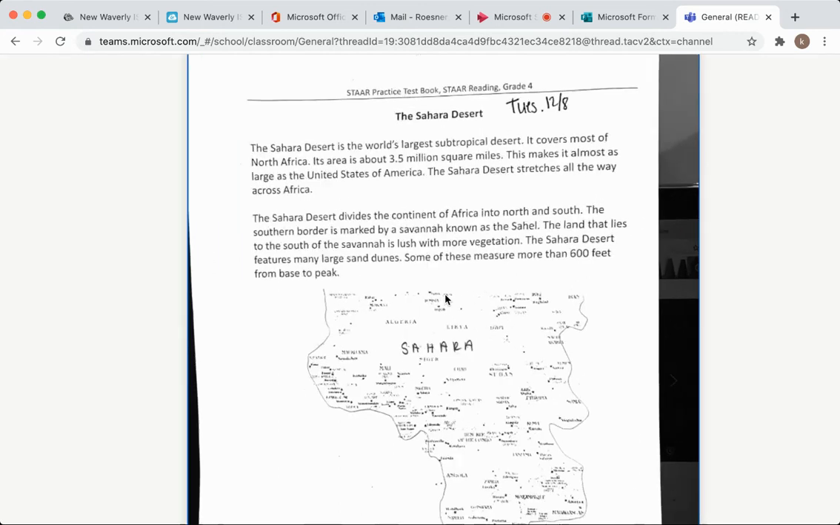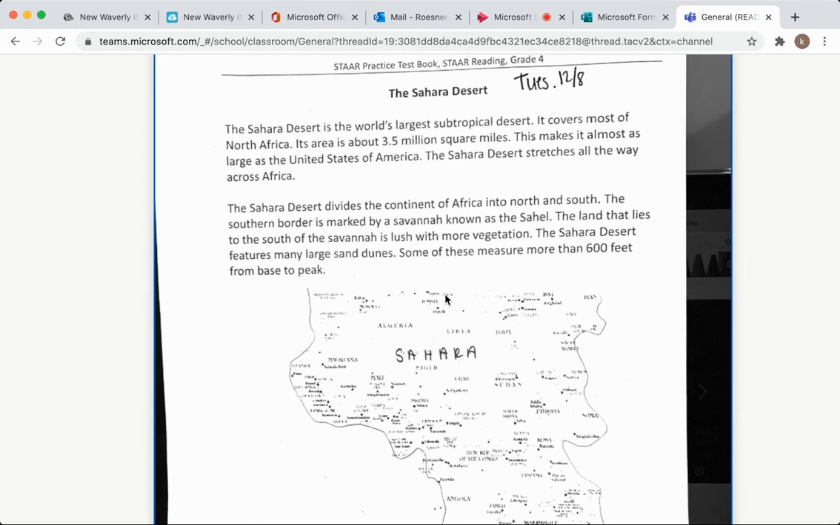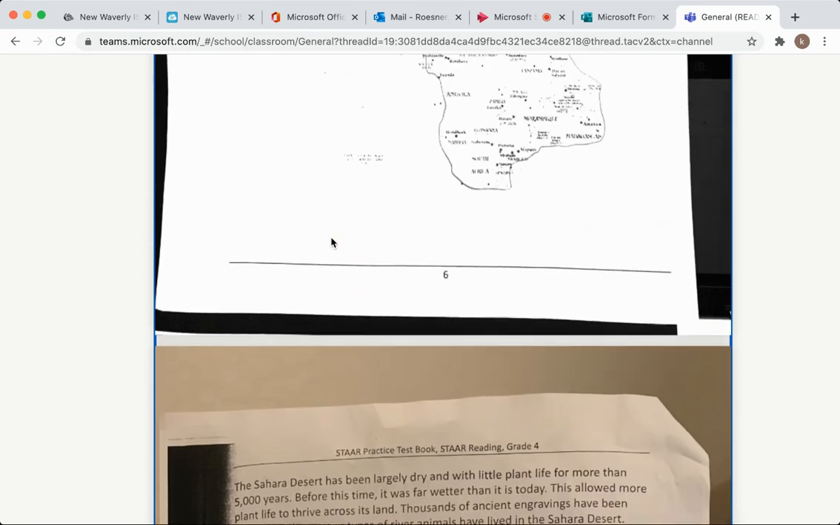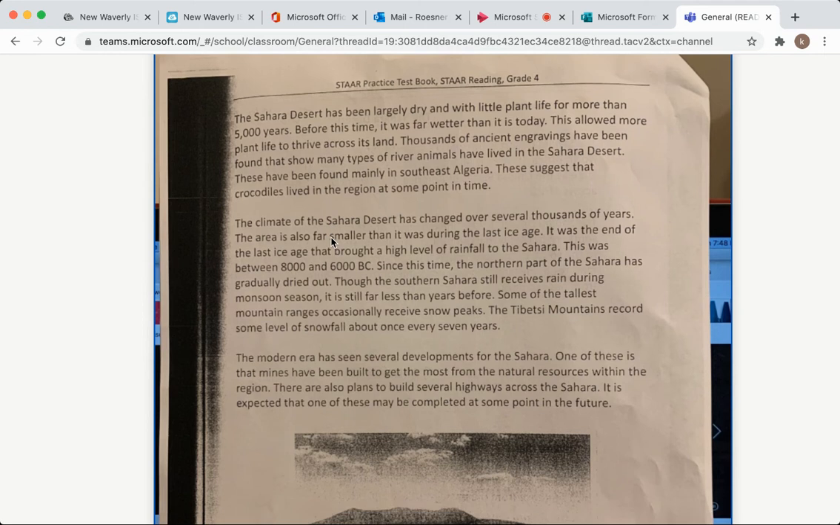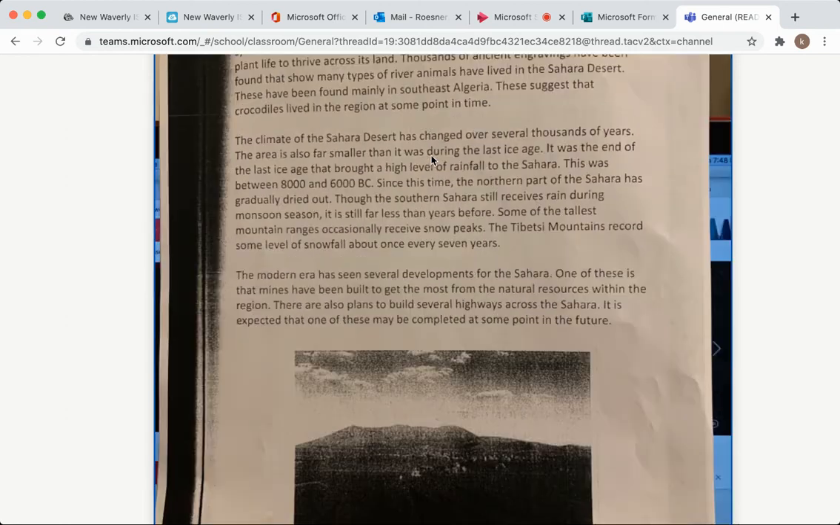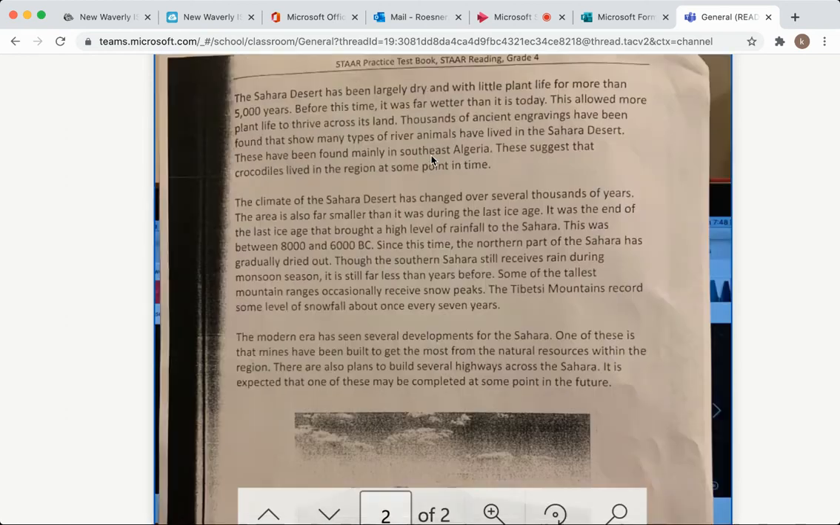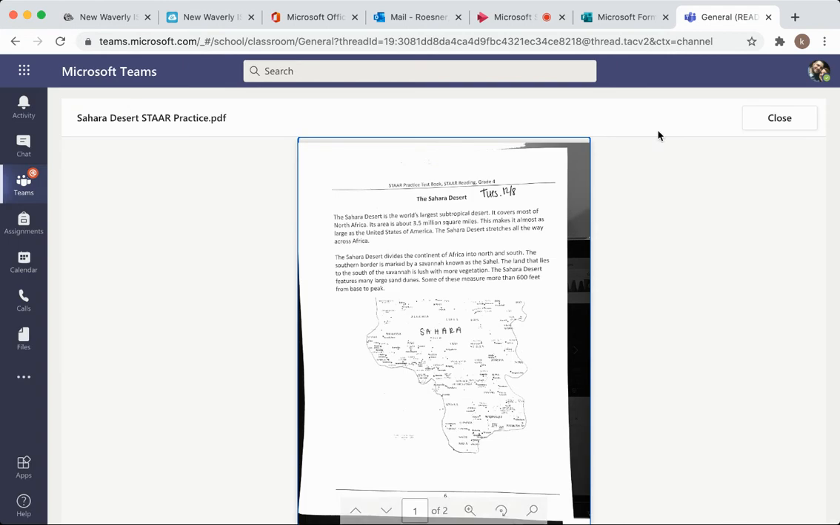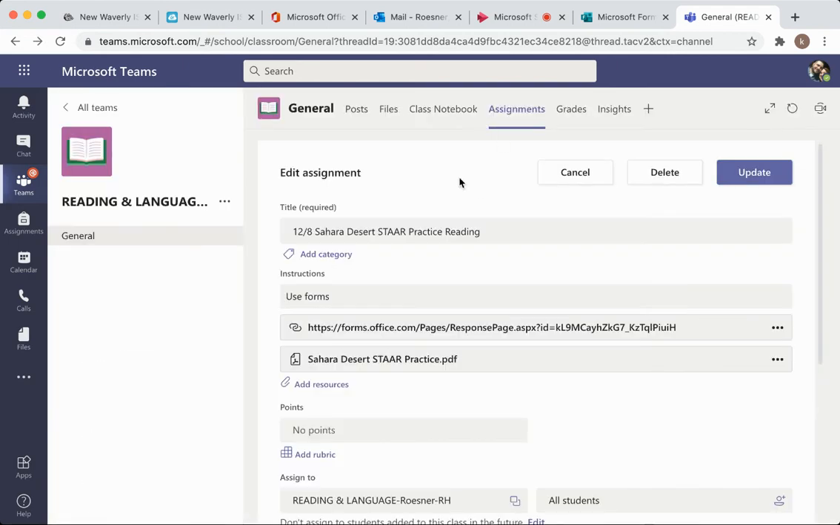I'm not going to read this to you because this is a practice for the STAAR reading. Remember, the passage does not get read to you, just the questions do if you get the modifications. So here's your passage. You've got 2 paragraphs there and then 3 paragraphs here. And I'll take you to the questions on forms.